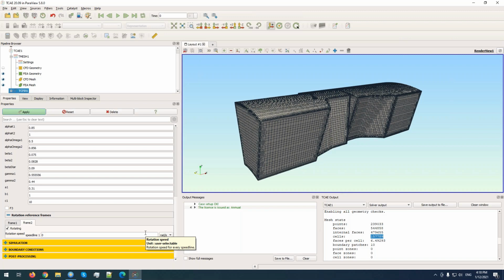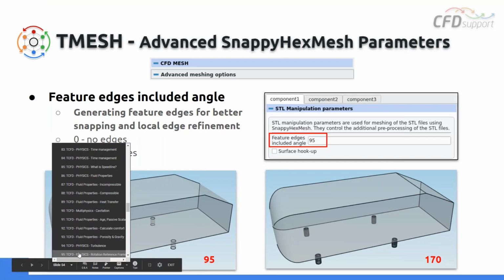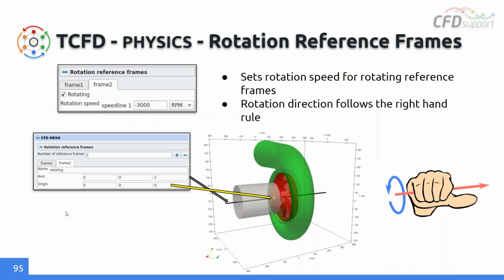So I think I have a slide to describe this. Let me show the slides to better explain how the direction of rotation is defined. The rotation speed can also be a negative number. It means that it sets the direction of the rotation, and it follows the right hand rule. If your thumb points in the direction of the axis, then your curled fingers show you the direction of the rotation.